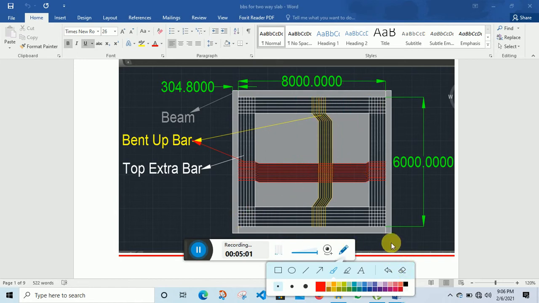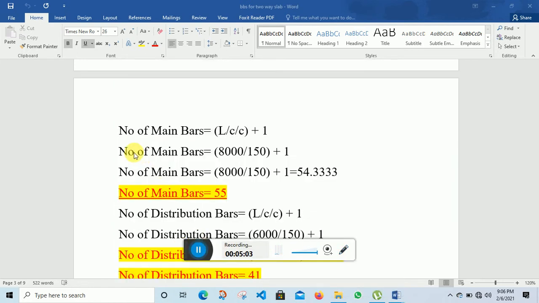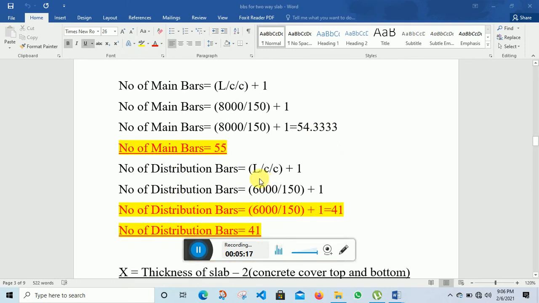So now look here, number of main bars is equal to 8000 divided by the center to center distance for main bar, plus 1. So number of main bars is equal to 54.33, so I take 55 bars. Number of distribution bars is equal to the length, so I will take 6000 here, divided by center to center plus 1. So now distribution bars is equal to 41 numbers.